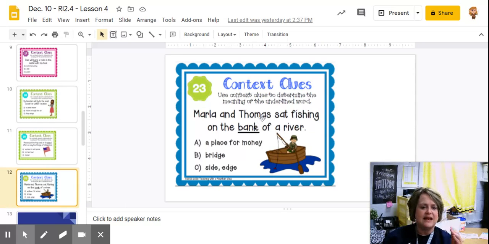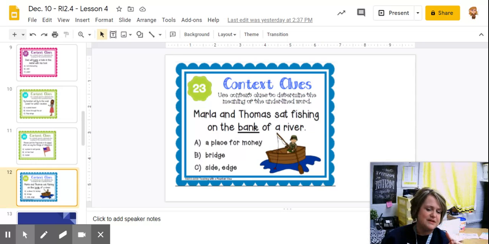It means that it can have different meanings for different sentences. But this sentence says that they sat fishing on the bank of the river. Is that a place for money? Is it a bridge? Or is it the side or the edge? Well, what I'm going to do is I'm going to stick that word up there in place of bank to see if it makes sense. Marla and Thomas sat fishing on the side or edge of the river. Does that make sense? Sure it does. So side or edge would be the answer.